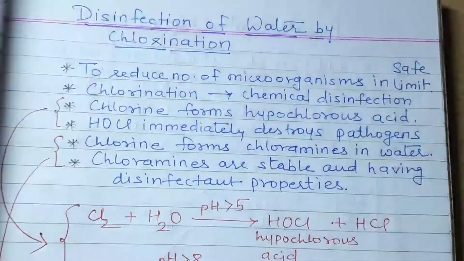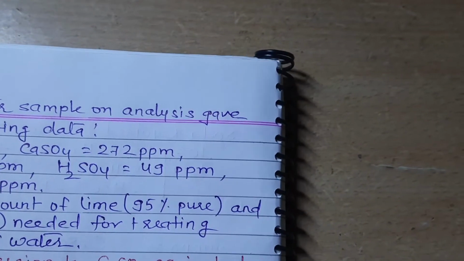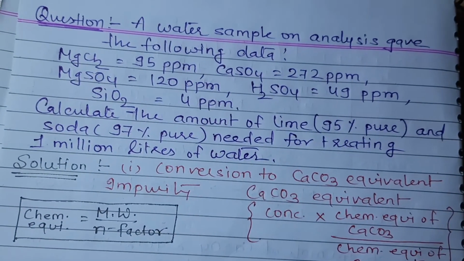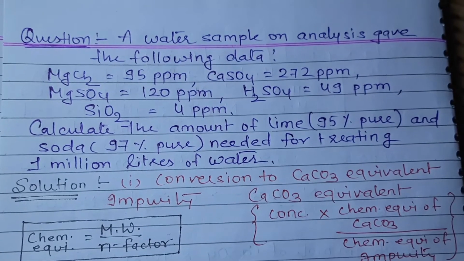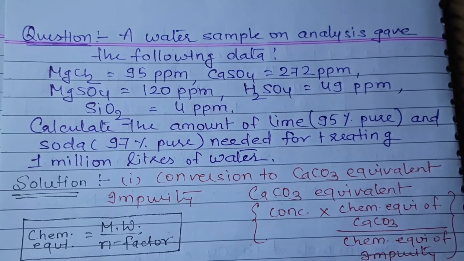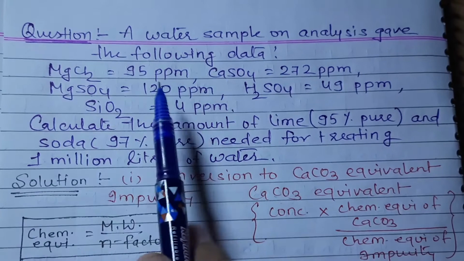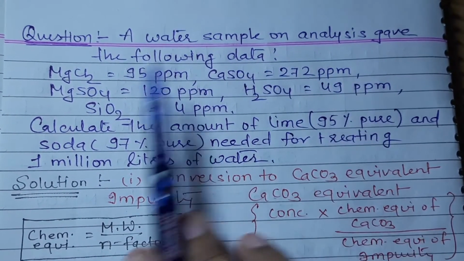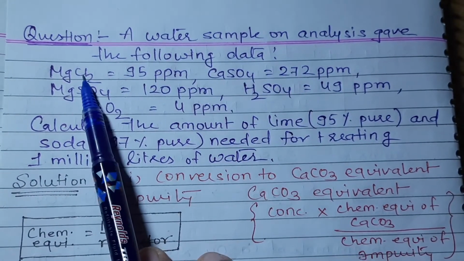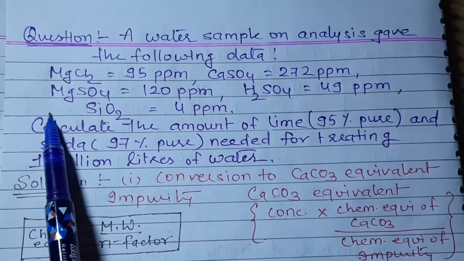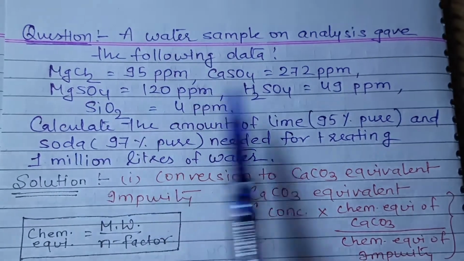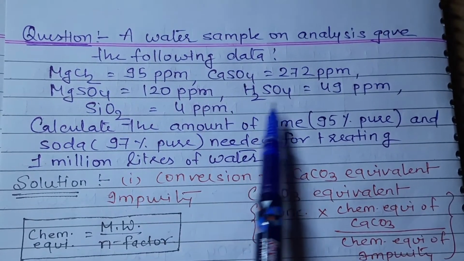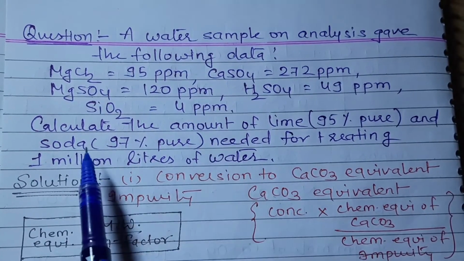Now we will discuss a simple numerical which will give us an idea how to solve a problem based on lime soda calculation. So here is the question. A water sample on analysis gave the following data, and here we are having several impurities: magnesium chloride, calcium sulfate, MgSO4, magnesium sulfate, H2SO4, SiO2, and we have the concentration in water sample.